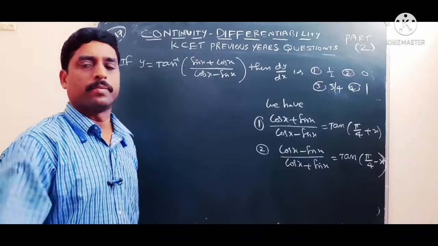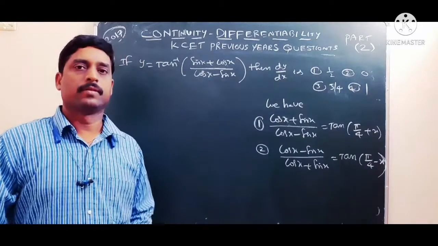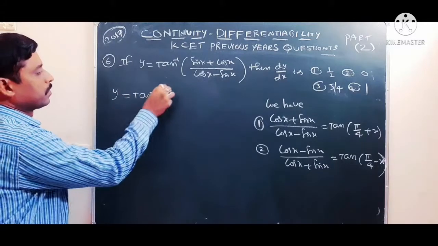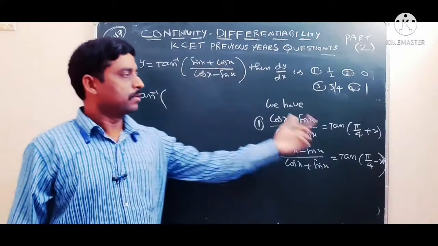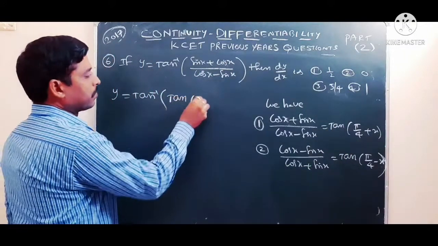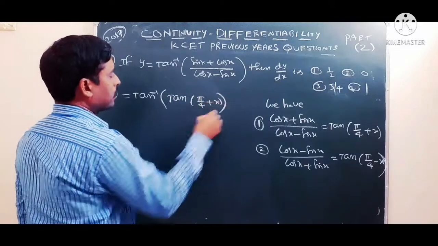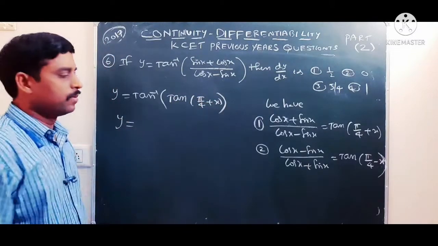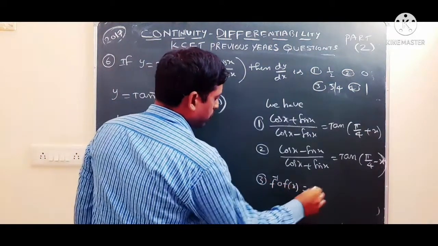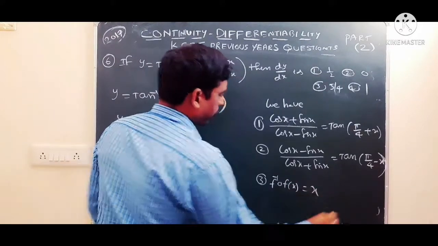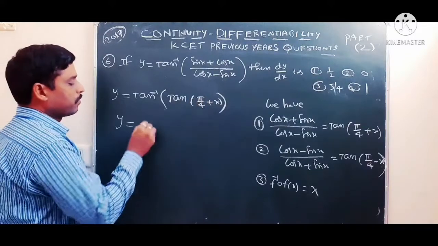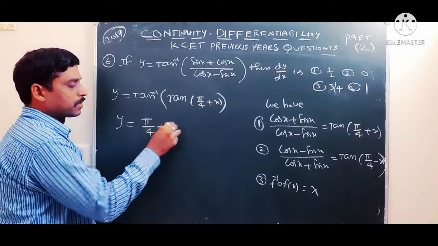These two formulas are most important. So y is equal to tan inverse of this formula, where we have tan of pi by 4 plus x. Now we have the property f inverse of f of x is equal to x. So tan inverse of tan of pi by 4 plus x is nothing but pi by 4 plus x.